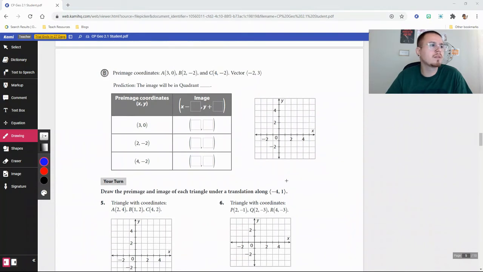So here's one for you to do. Letter B. You're given the 3 points, right? The pre-image coordinates, and you're given the vector. Notice how these are written like that as a vector.